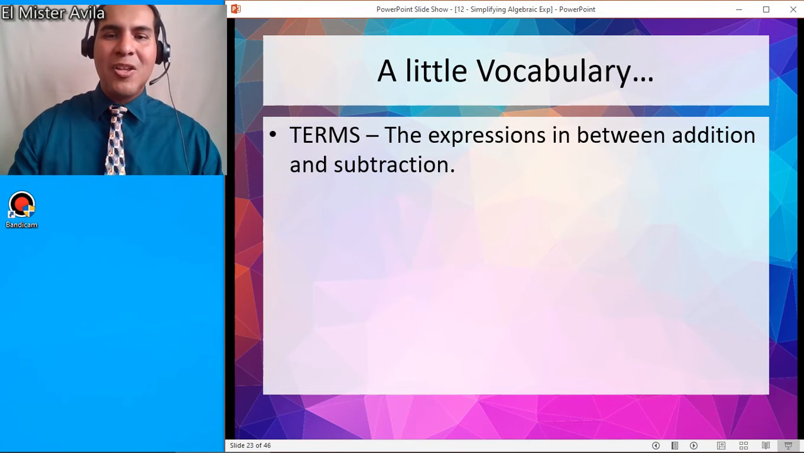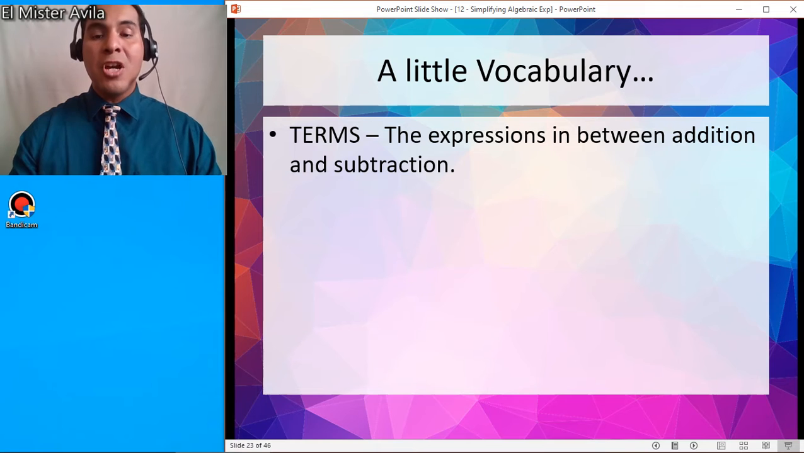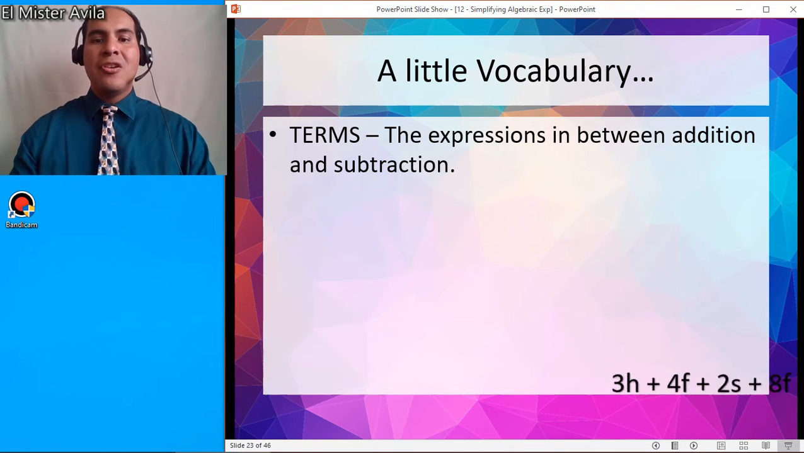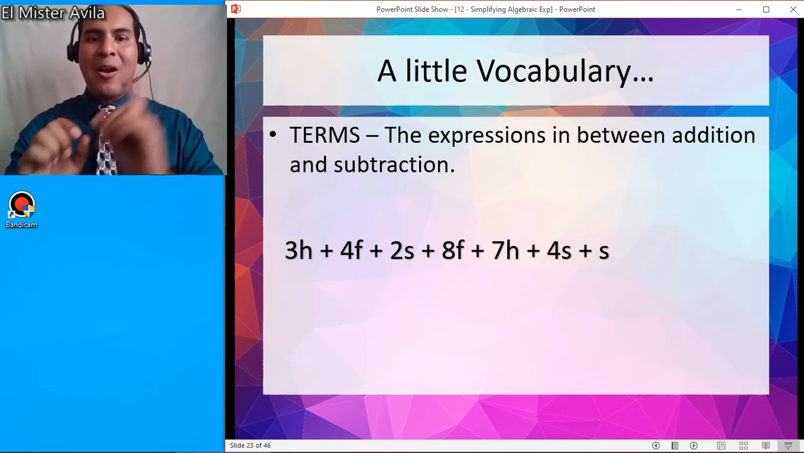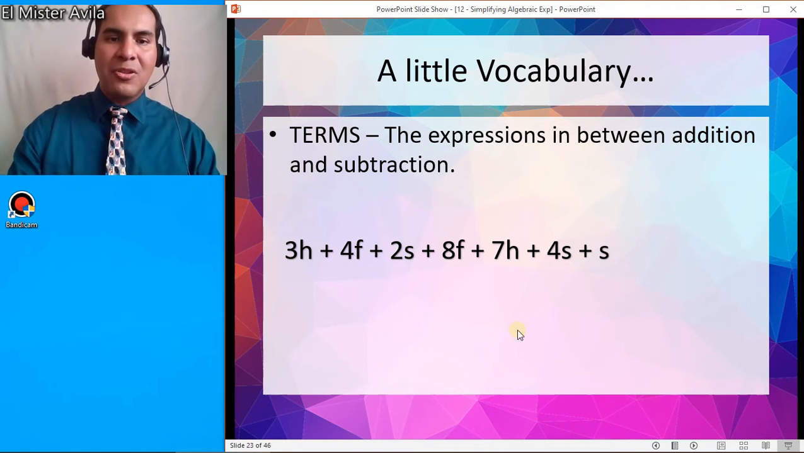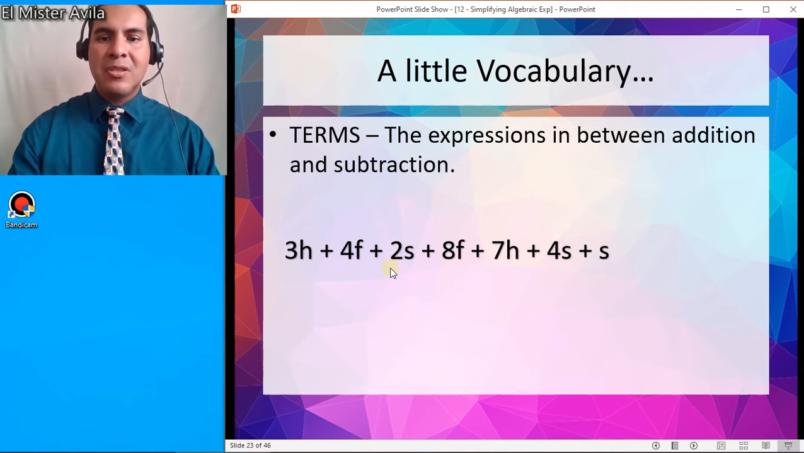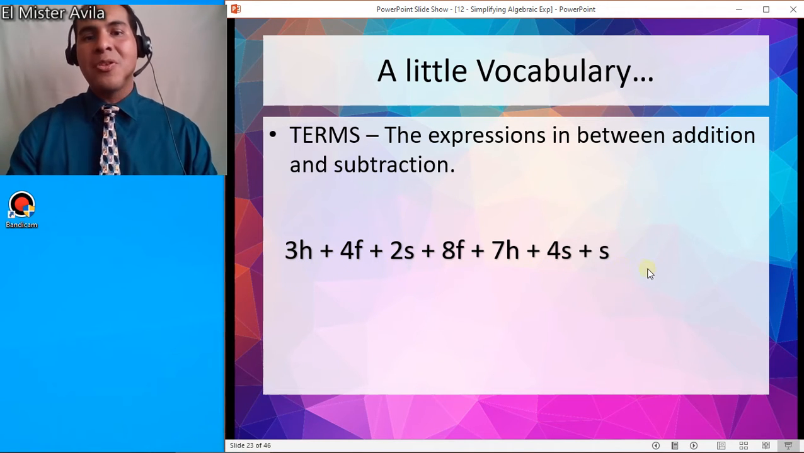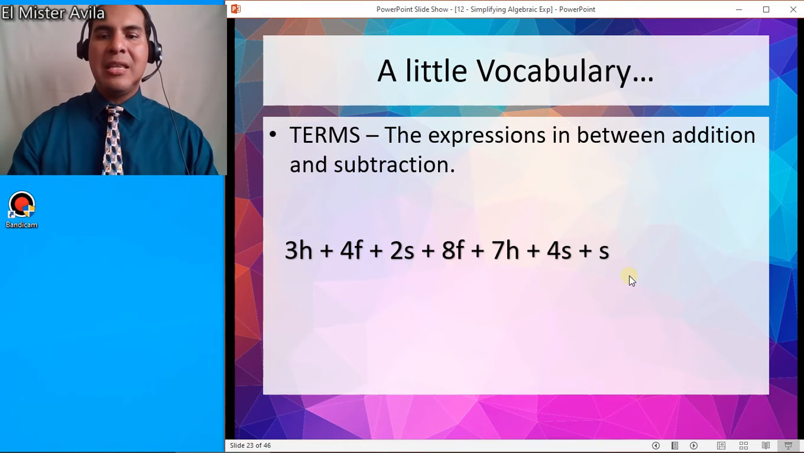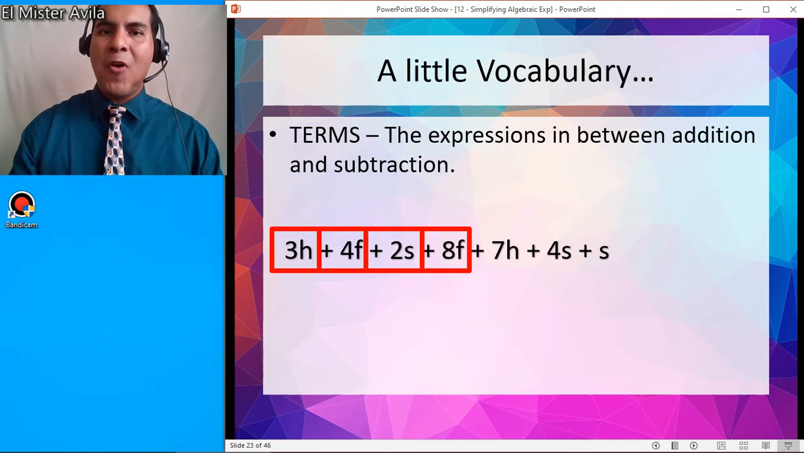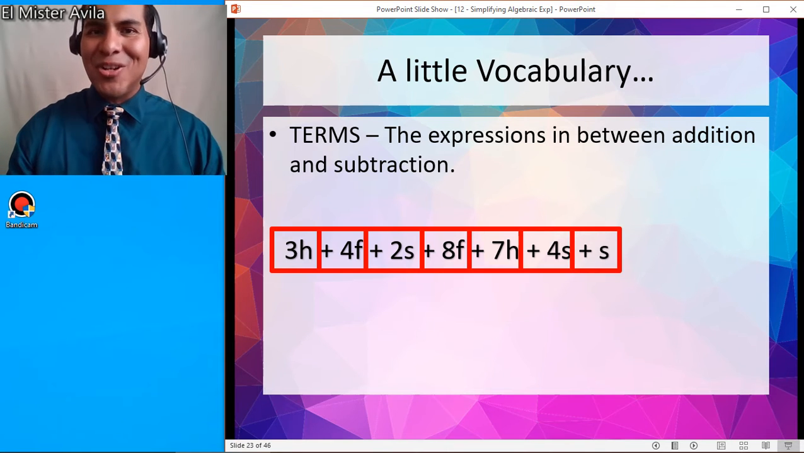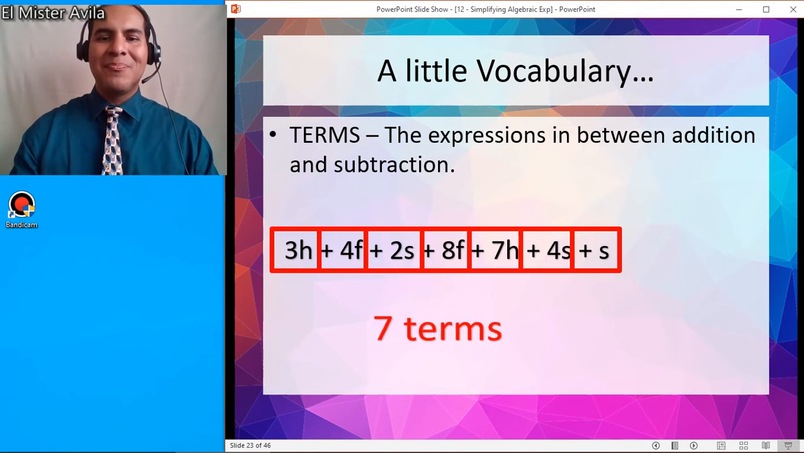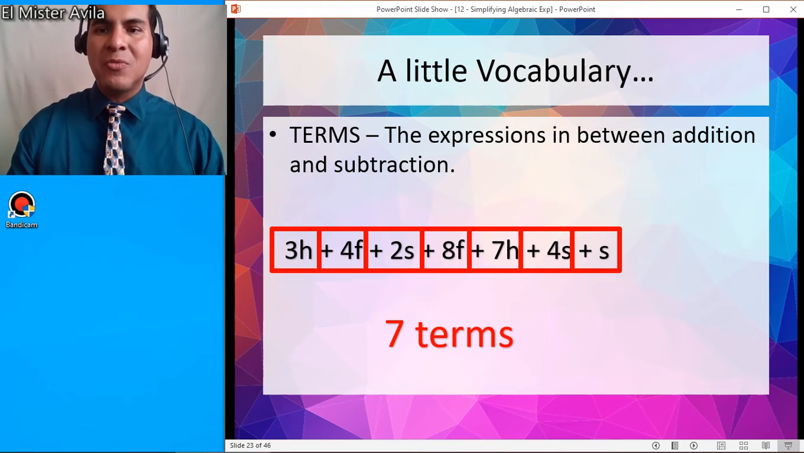I also want to tack on a little bit of vocabulary. Terms. Terms are the expressions in between the addition and subtraction. So in this case, when I was talking about the burgers, fries, and sodas, each item that I ordered separately is called a term. So the 3h, the 4f, the 2s, etc., each are terms. So how many terms are there in this algebraic expression? 1, 2, 3, 4, 5, 6, 7 terms. We have 7 terms in this algebraic expression.